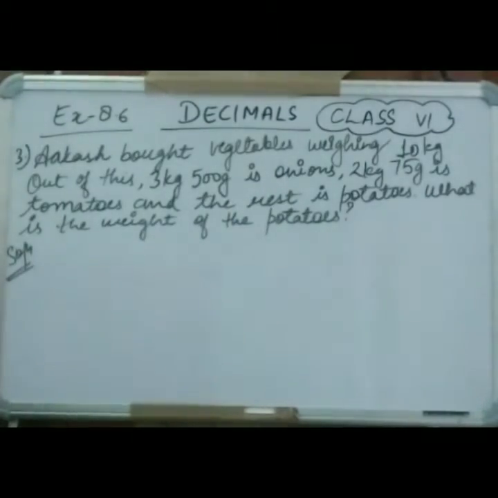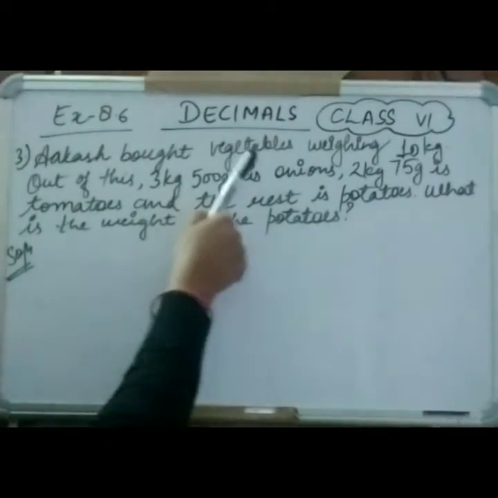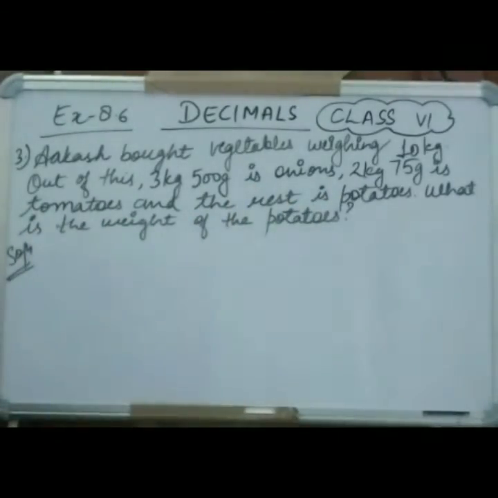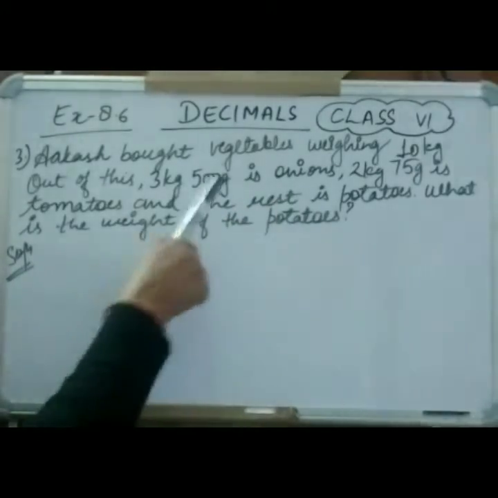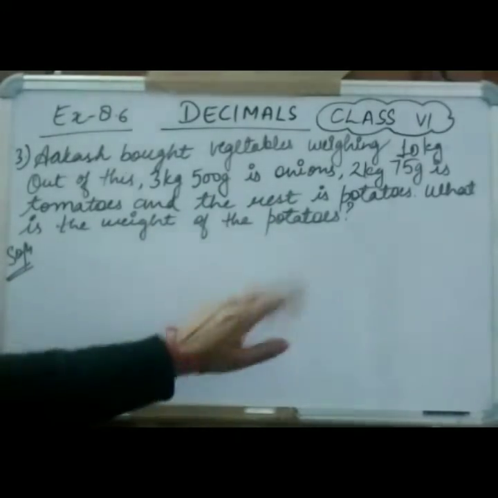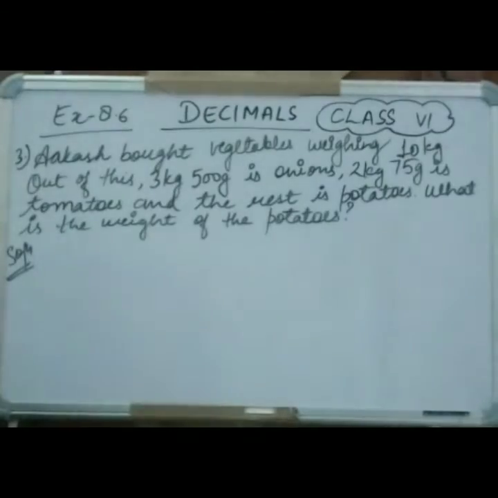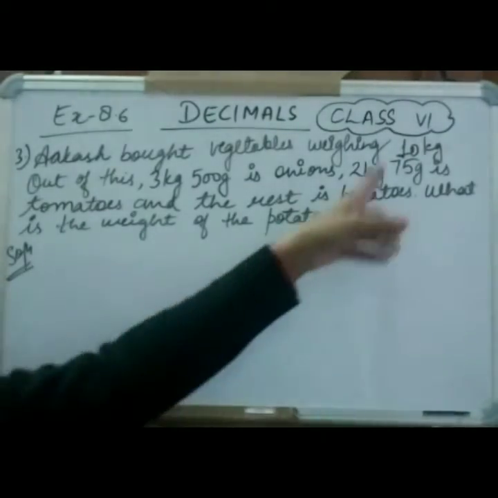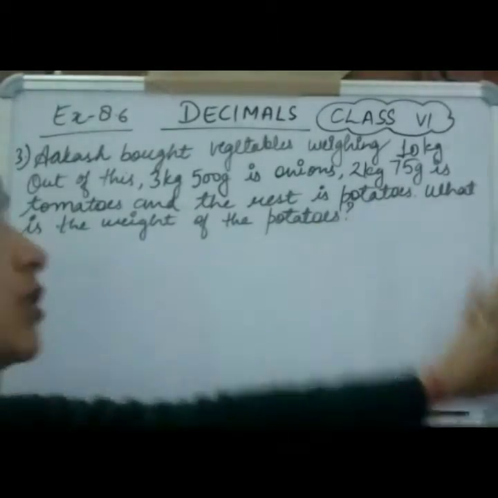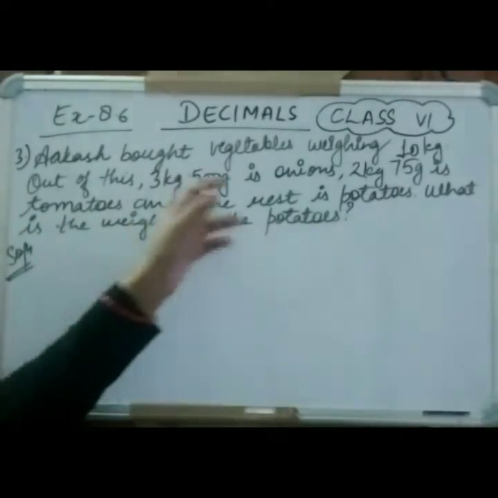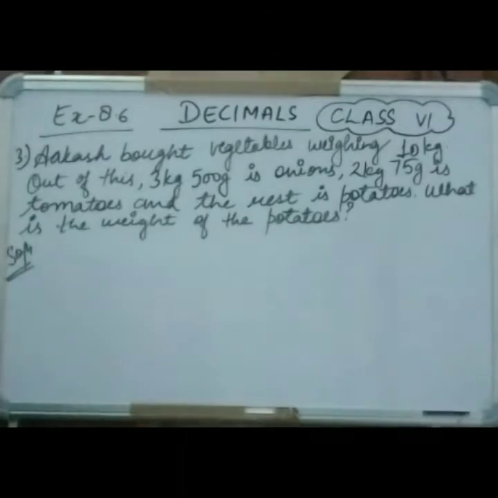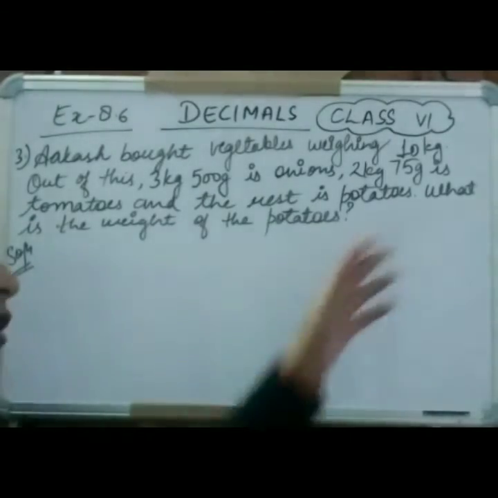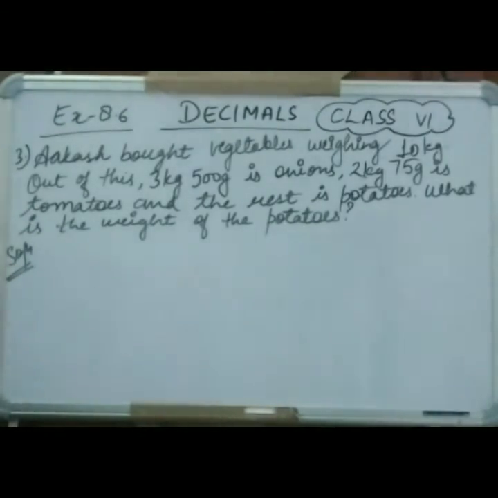Now here is the next question. Question is Akash bought vegetables weighing 10 kg. Okay. Total vegetable he is having is 10 kg. Out of this 3 kg 500 gram is onions and 2 kg 75 gram is tomatoes. And the rest is the potatoes. Means out of that 10 kg, this much is onion and this much is tomato. So rest which is remaining is potatoes. So we have to find out the weight of potatoes.